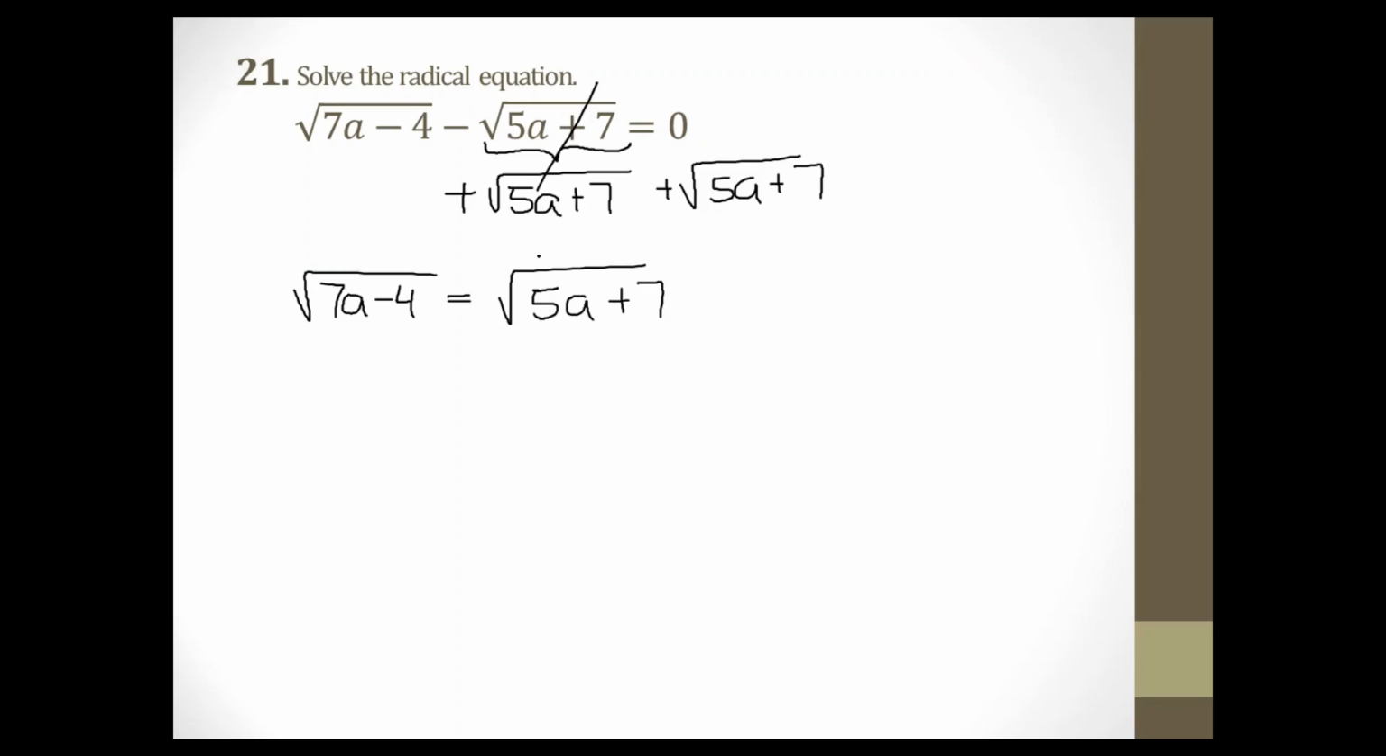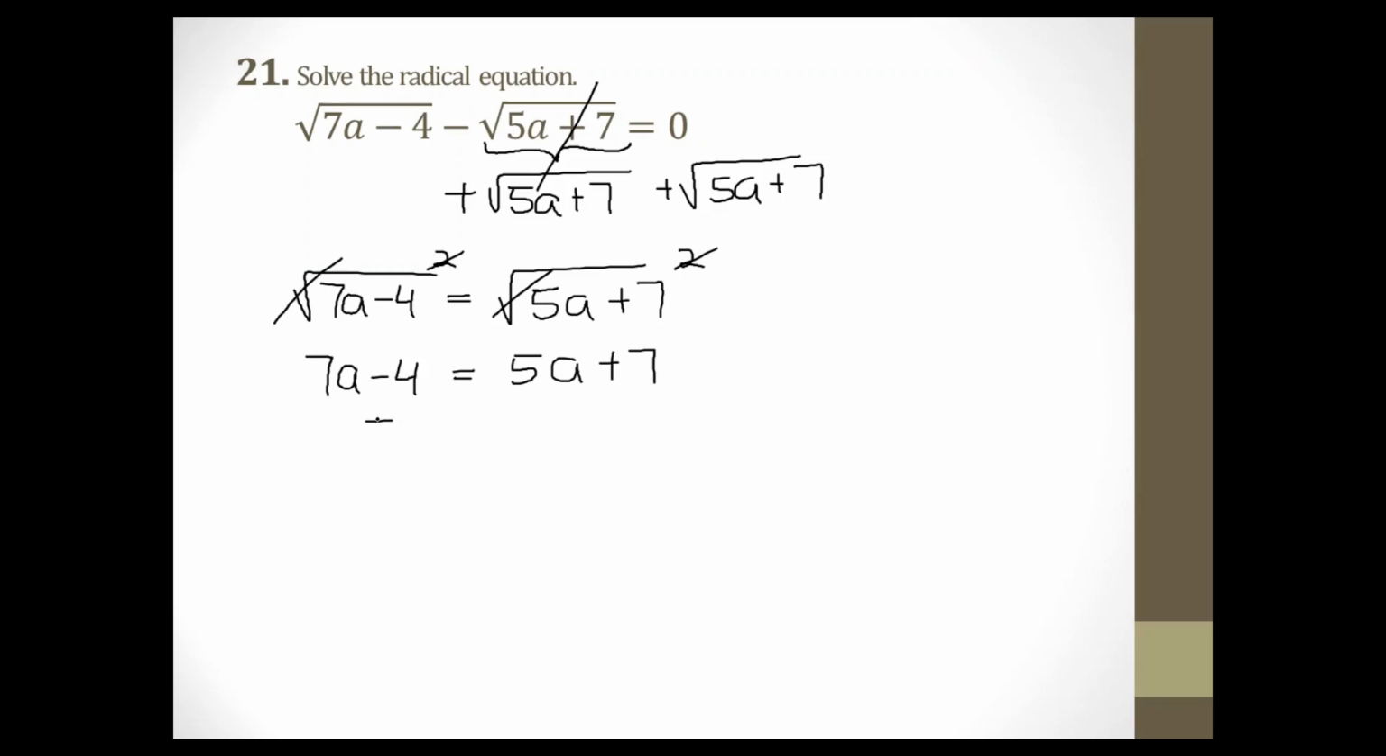So now we can apply the property of squaring both sides, because the square and the square root cancel each other out, and then we are left with 7a minus 4, which is equal to 5a plus 7.